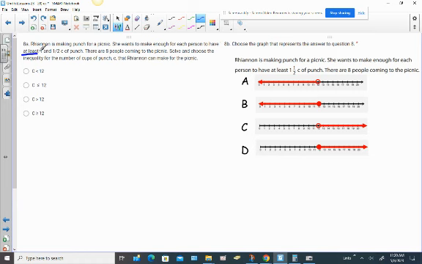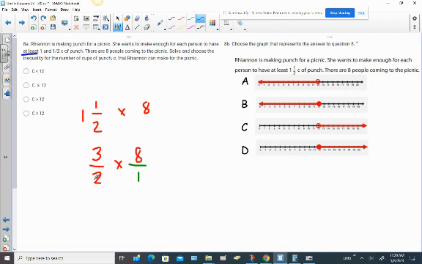All right, so if we need at least 1.5 cups per person, remember we have 8 people. Step one to this is to multiply 1.5 times 8. So let's turn this into an improper fraction: one and a half. 2 times 1 is 2, plus the 1 is 3 halves, times 8. We can write 8 over 1.